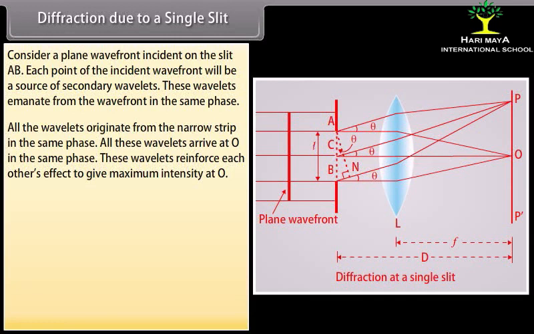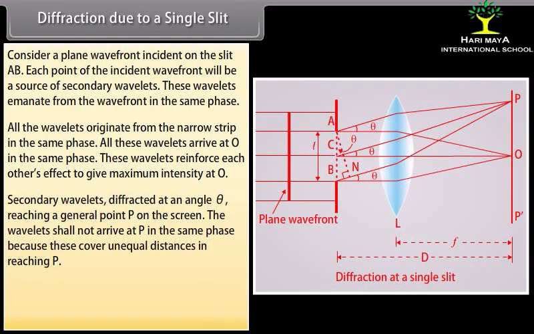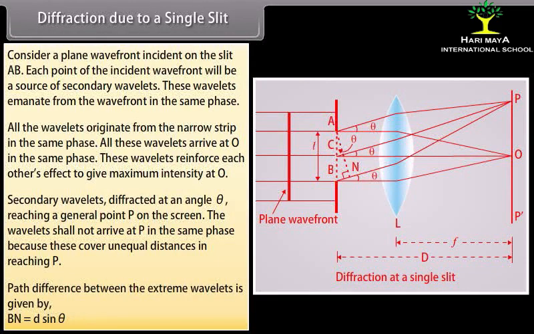Now consider the formation of secondary minima and secondary maxima. Secondary wavelets diffracted at angle theta reach a general point P on the screen. The wavelets shall not arrive at P in the same phase because these cover unequal distances in reaching P. The path difference between the extreme wavelets is given by BN equals d sin theta.